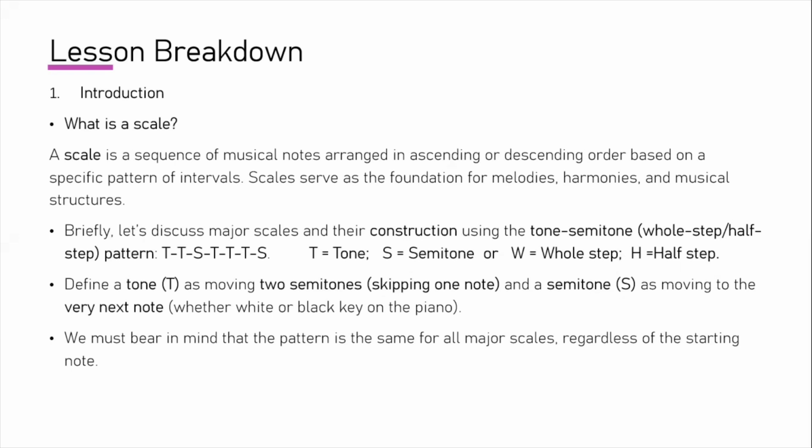Then as well, I want to define what a tone is. What is a tone? A tone is moving 2 semitones. That is, you skip 1 note. And a semitone is moving to the very next note. It could be white and it could also be black on the piano. Then we must bear in mind that this method is the way we build all the major scales, regardless of where we start from.